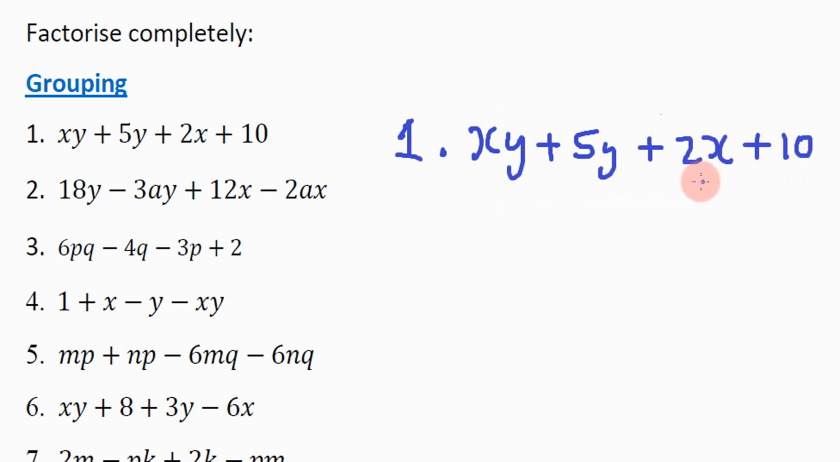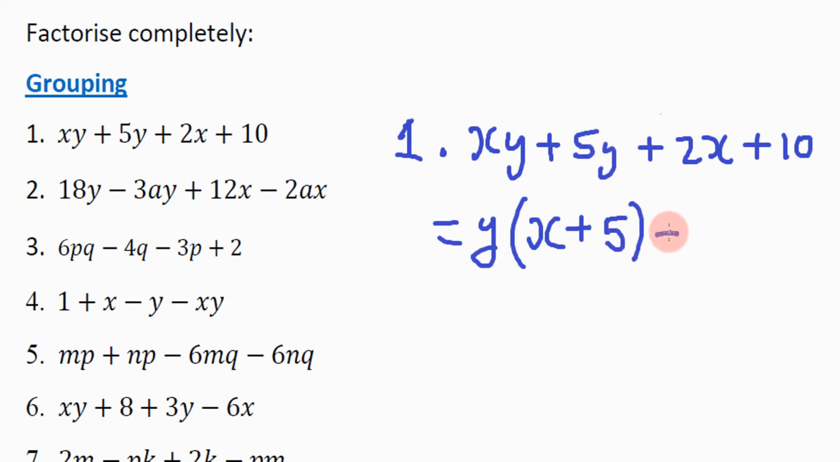Before we look at this question, how do we know that we're dealing with grouping? It's when it says factorize and we are given 4 terms. We start by looking at the common factor in the first 2 terms. Of course that is y, because y appears in both these terms. So we take out y as a common factor. y times what will give us xy? Of course it's x. Then y times what will give us 5y? The answer is 5.